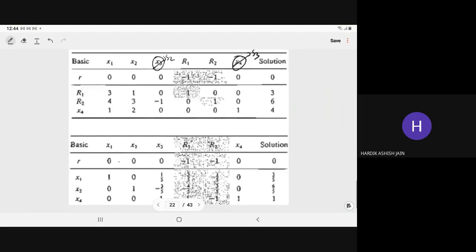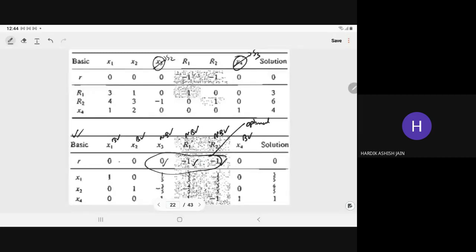So the next table is this one. Now in this you can notice, this is the basic variable, this is the basic variable, this is your basic variable. And here we have the non-basic variables. So it is 0, it is negative, it is negative. This shows that this is optimal.